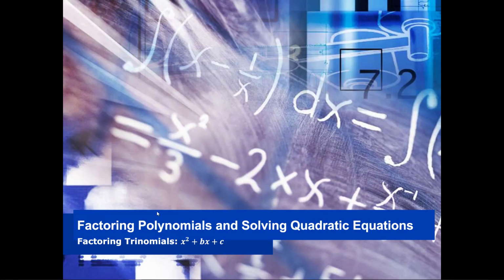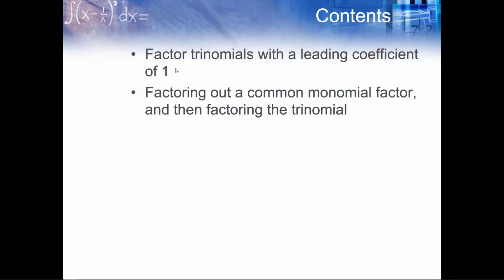Hi everybody. This video is going to cover section 2 of chapter 6 where we are going to factor trinomials of the form x squared plus bx plus c. So we're going to practice factoring trinomials with a leading coefficient of 1, where a is equal to 1, hence the x squared. And then we're also going to factor trinomials that have a common monomial factor by factoring that out and then factoring the resulting trinomial.